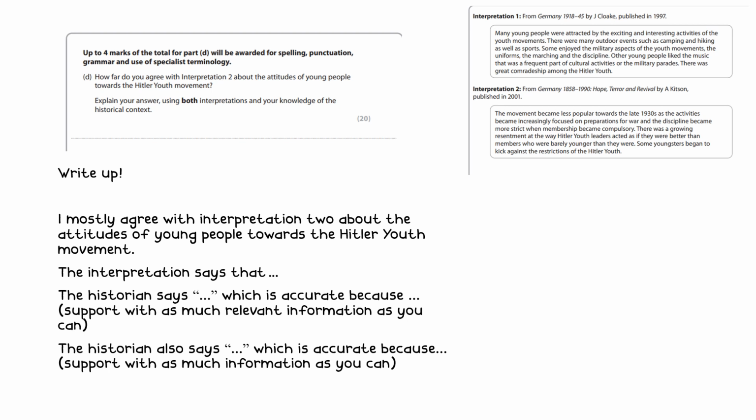And then you're going to support it. So you're going to write, which is accurate because, and this is your chance to show off. You're going to support that with as much relevant information as you possibly can. Then you're going to go back to that interpretation again, and you're going to write, the historian also says, which is accurate because, and again, you are going to support it with as much information about that topic as you possibly can. And that will be part 1 of your answer complete.